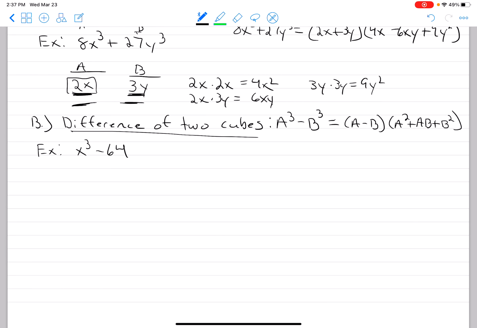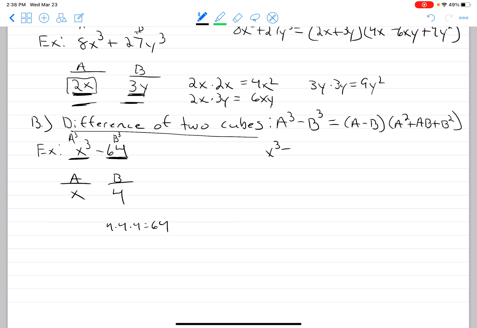Last one here is a difference of two cubes, right? I see a perfect cube of x cubed, and I see a perfect cube of 64. So the A term, if this is A cubed, then A is x. If this is B cubed, the cube root of 64 is 4, because 4 times 4 times 4 is 64, right? And now I am just plugging into the formula.